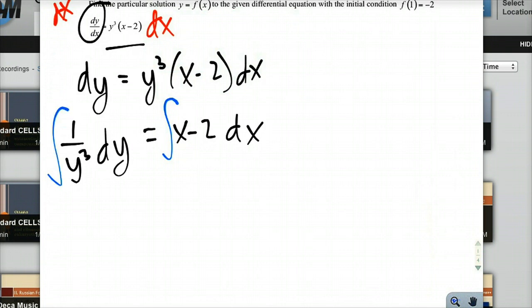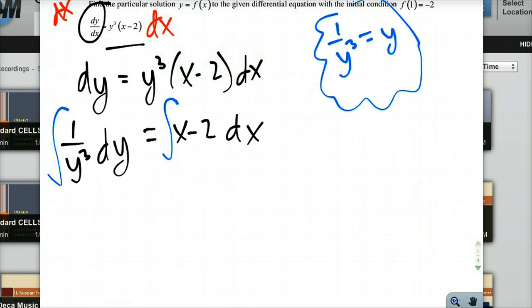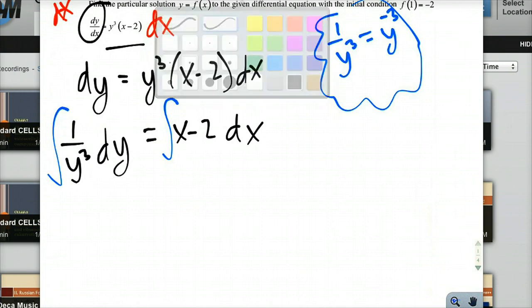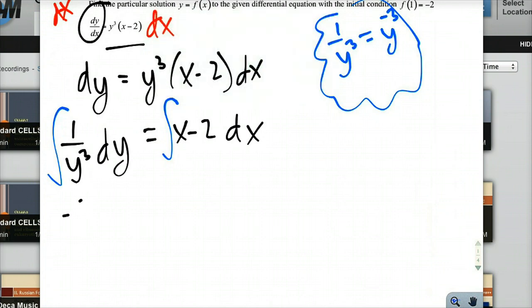You may not know the antiderivative of 1 over y to the third, but you should know by now that it means the exact same as y to the negative 3. You don't have to write this down, but knowing that, its antiderivative is going to be raising the power by 1, so y to the negative 2, and dividing by it. So my new left side will look like negative 1/2 y to the negative 2 plus c.